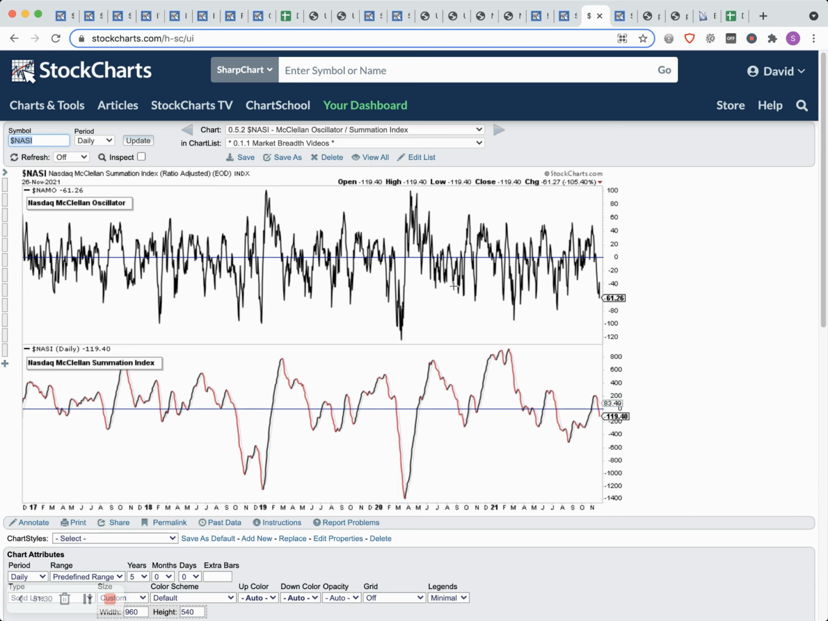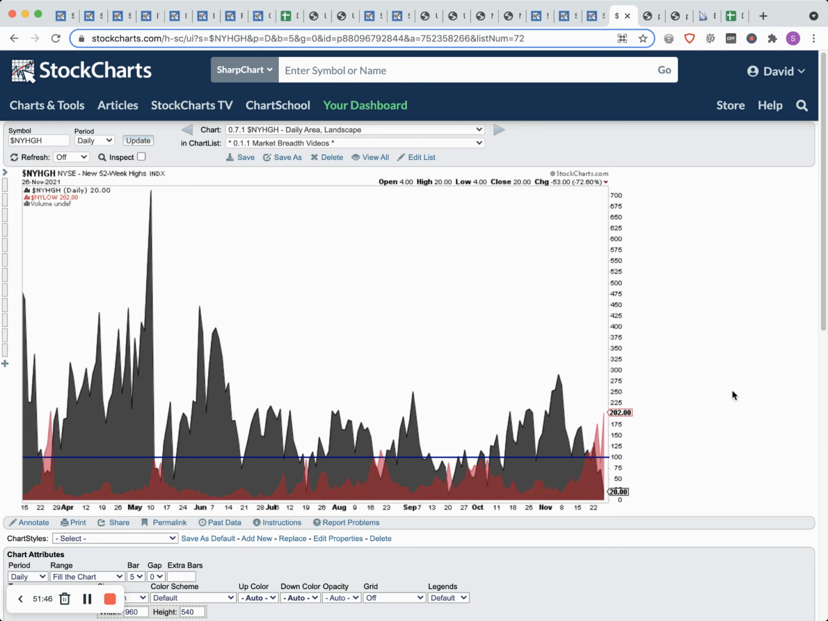The vast majority of these other ones have been just stage 3 or just general corrections within stage 2. So if it's just a normal correction in stage 2 or stage 3, then we would expect it to bottom out in the near term here. So keeping an eye on that one to see what happens.